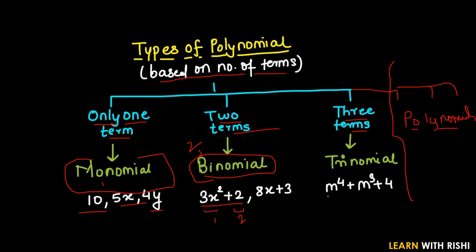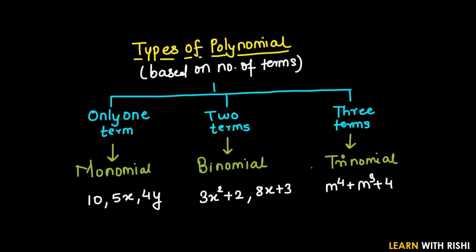Then if it has 3 terms, like m raised to 4 plus m cube plus 4, you can see the operators separate it into 3 terms. So we call it a trinomial. Tri is nothing but 3, nomial is terms. So an expression with 3 terms is known as a trinomial. I hope you understood the basic classification of polynomials based on the number of terms.